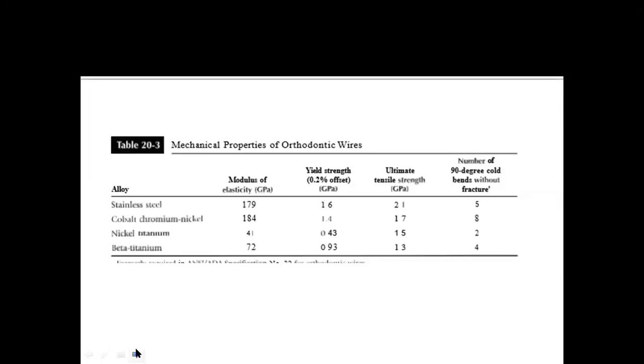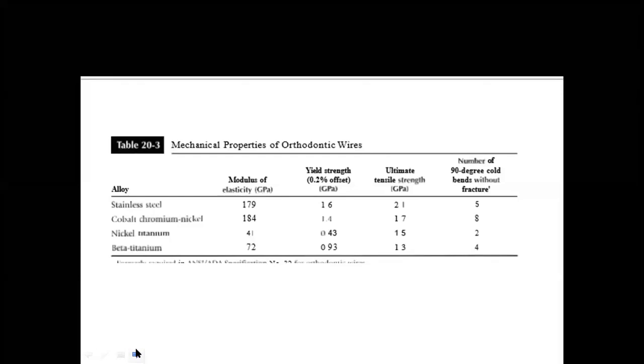Now if you take yield strength, that is 0.2% offset, in GPa. Yield strength is highest for your stainless steel, that is 1.6, and least for your nickel titanium, that is 0.43. Now for ultimate tensile strength, it is also more for stainless steel, that is 2.1 gigapascals. The decimal point is missing in all this. It is more for your stainless steel, and least for your beta titanium.